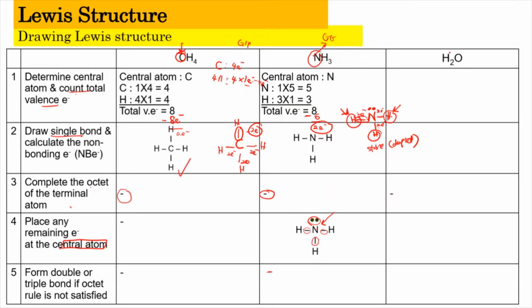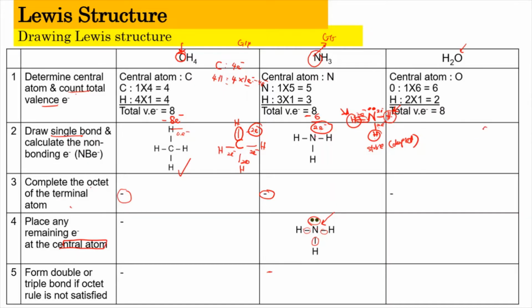Now let us move on to the next example, which is H2O, our water. Similarly, we need to determine our central atom. Our central atom here is going to be oxygen, because hydrogen can never be the central atom. Now we're going to find the total number of valence electrons. Oxygen is in group 16, so it has 6 valence electrons. Then we have 2 hydrogens, so 2 times 1 is 2. The total number of valence electrons is 8.